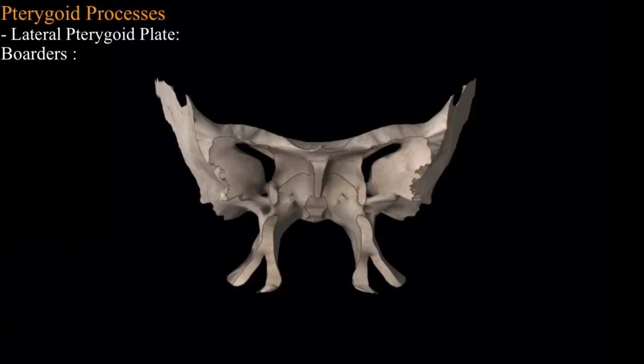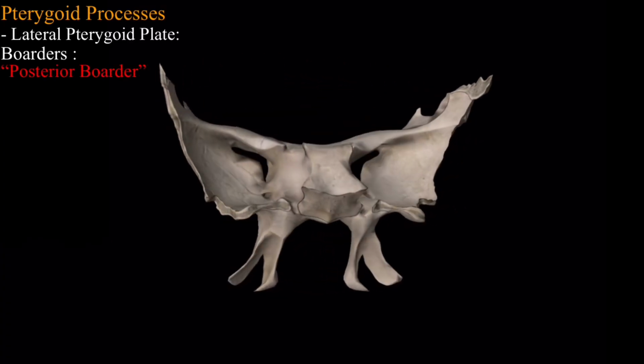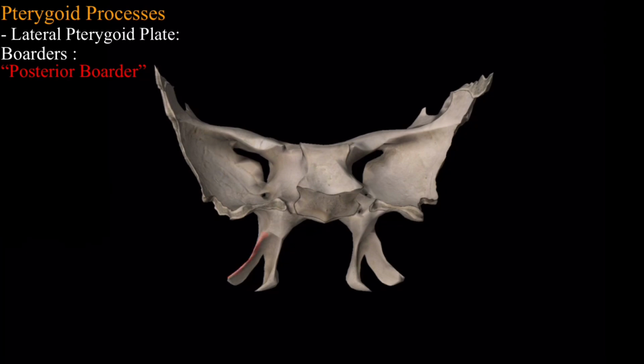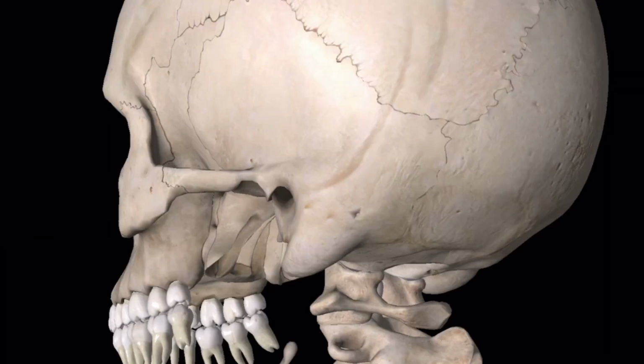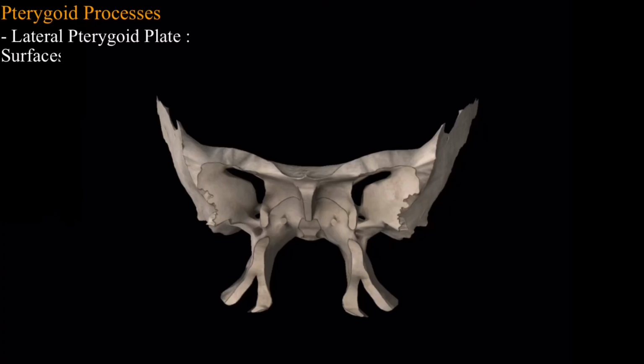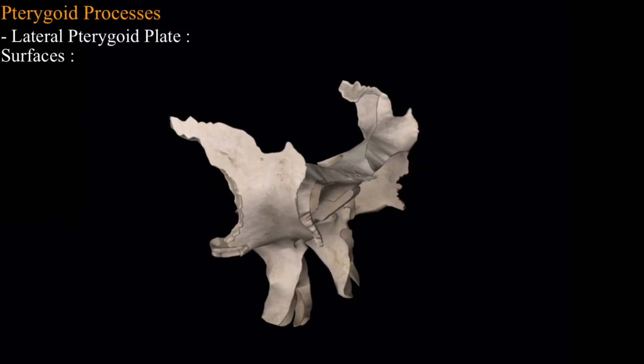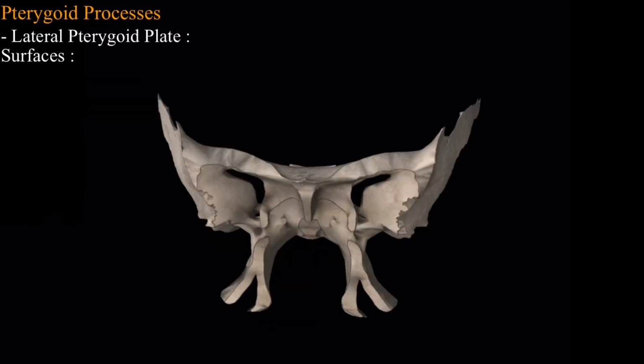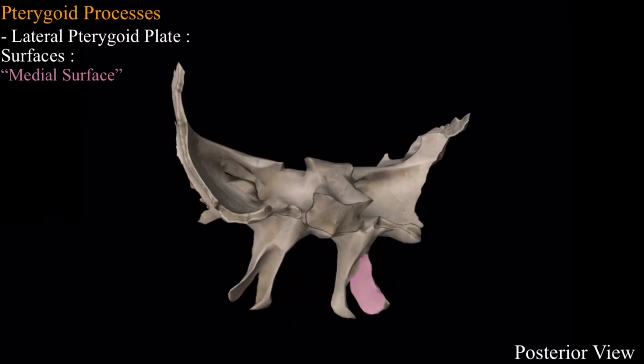Next is the posterior border of the lateral pterygoid plate. This is the posterior border of the lateral pterygoid plate, and as you can see, the posterior border is also a free border. It is not attached to any bone. Also, a bony process is present on the posterior border. Next are the surfaces. This is the lateral surface of the lateral pterygoid plate. Number 2, the medial surface. This is the medial surface of the lateral pterygoid plate.